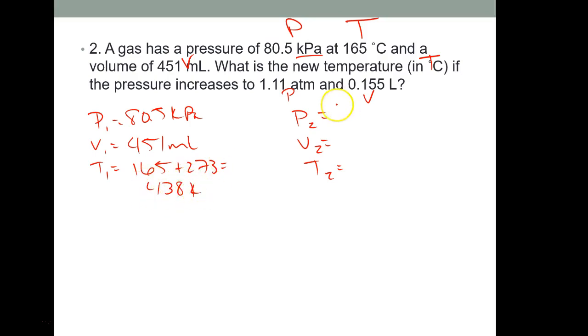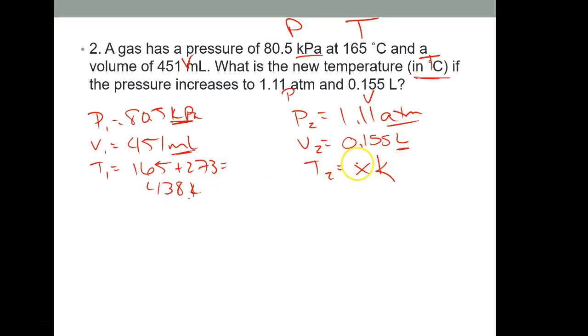Okay, my new pressure is 1.11 atmospheres. Immediately I'm recognizing a possible problem there. Volume is 0.155 liters. Again, a possible situation. Temperature is what we're looking for. We're looking for it in Celsius, but remember, when you're doing a gas law, it doesn't matter what it says here. If you're using the gas law, it has to be in kelvins.